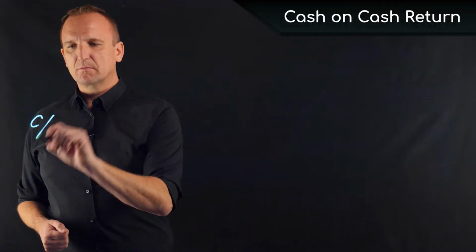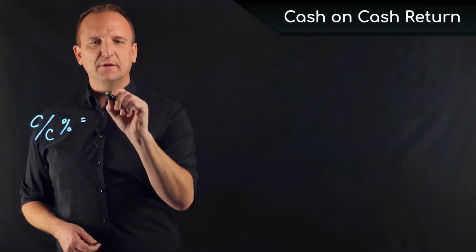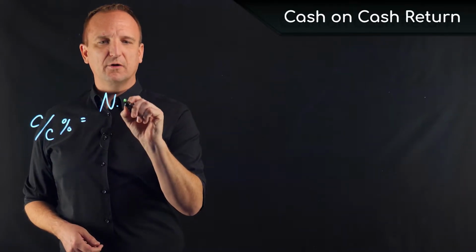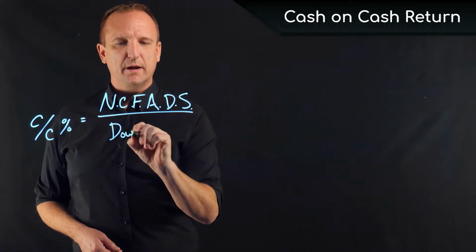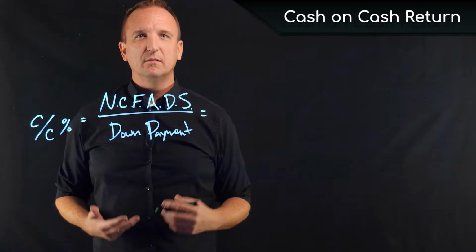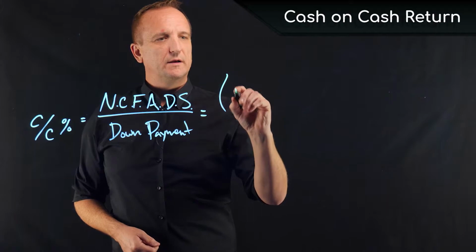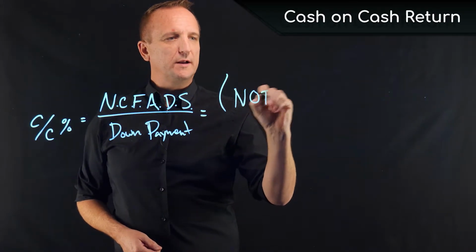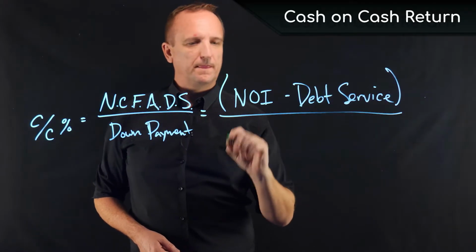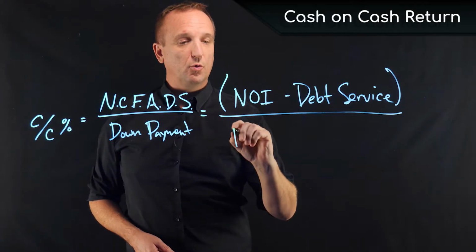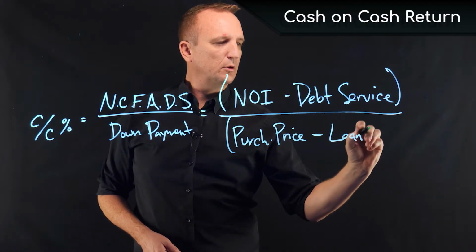Cash on cash return, often expressed as C over C, is simply our net cash flow after debt service divided by the down payment. We arrive at this formula by extrapolating it from another formula. So let's take a look at it. It's actually our net operating income minus our debt service over our value or purchase price minus our loan amount.